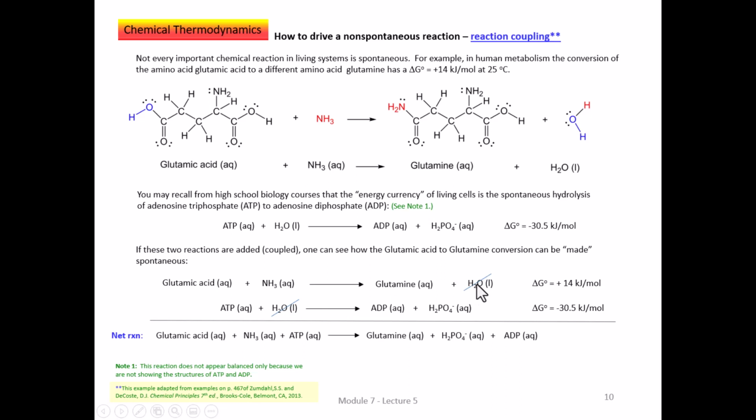This should be a familiar process by now, adding reactions together. What we see is glutamic acid plus ammonia in the presence of ATP can produce glutamine, a phosphate group, and ADP. If we add these two reactions together, we simply add together the deltaGs. And the overall deltaG, which I'm calling deltaG net here, for this overall process is now negative. So the conversion of glutamic acid to glutamine was made spontaneous by coupling the reaction to the spontaneous hydrolysis of ATP.